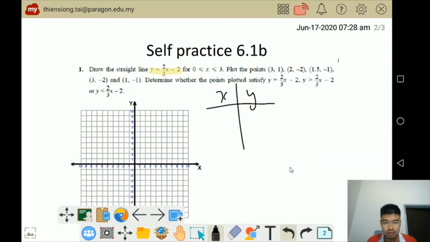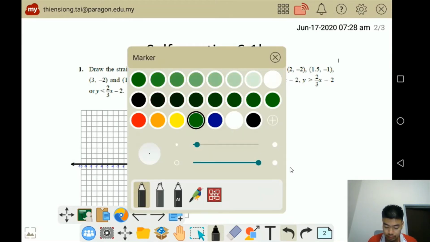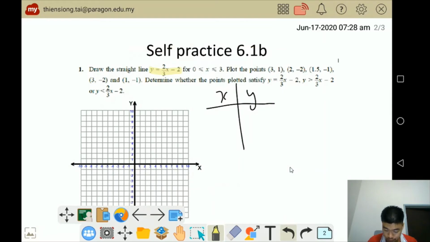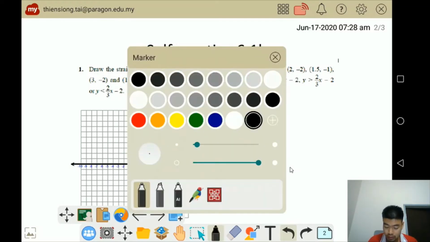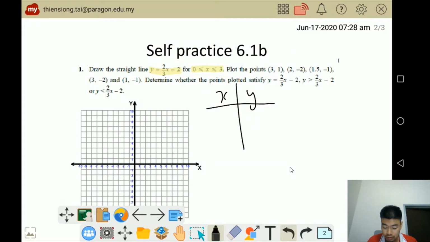Now you have to decide which x you want to use. If the range is given, use the x given to you. The range is given: x is between 0 and 3. So let's take 0. When x equals 0, what is y? Substitute 0 into the equation: y equals 2 over 3 times 0 minus 2, which equals negative 2. So the first coordinate is (0, -2).